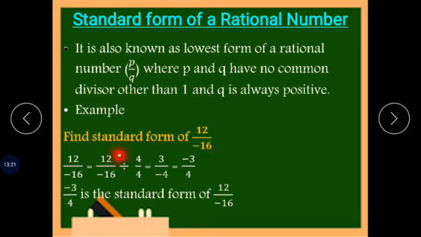Now what do you have to do? 12 upon minus 16. You should divide the numerator and the denominator by the highest common divisor, that is 4. So when you divide, you will get 3 upon minus 4. And what rule have I told? The negative sign should be given to the numerator. So what will be the final answer? Minus 3 upon 4. And further it is not divisible because they don't have a common divisor other than 1. So minus 3 upon 4 is the standard form of 12 upon minus 16.